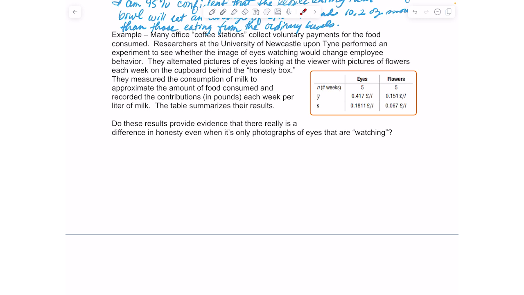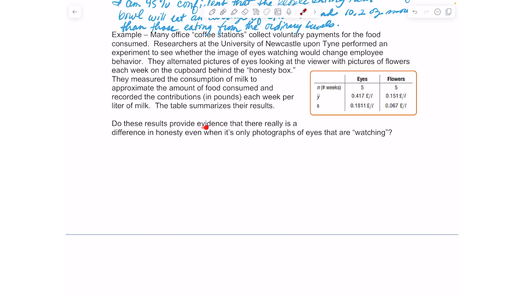Okay, let's look at a hypothesis test now. Many office coffee stations collect voluntary payments for the food consumed. Researchers at the University of Newcastle upon Tyne performed an experiment to see whether the image of eyes watching would change employee behavior. They alternated pictures of eyes looking at the viewer with pictures of flowers each week on the cupboard behind the honesty box. They measured the consumption of milk to approximate the amount of food consumed and recorded the contributions in pounds each week per liter of milk. So here we have the pound symbol, and then it's per liter, that's an L. The table summarizes the results.